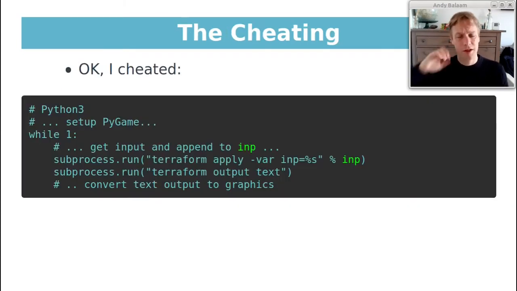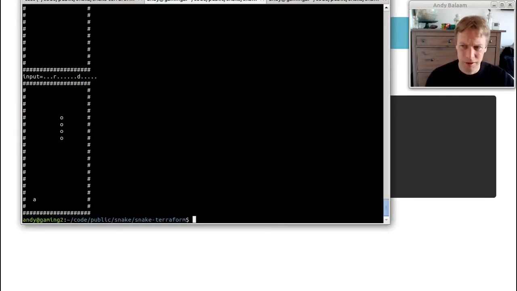Anyway, enough moaning. So let's get on to how I cheated in order to actually get Snake to run in Python. So in Terraform. So I've given it away. I wrote a bit of Python that wraps around my Terraform code. And actually now seems like a good time to show you it running to prove that this program really does work. So I'm going to switch to my terminal. I'm going to run my Terraform program.